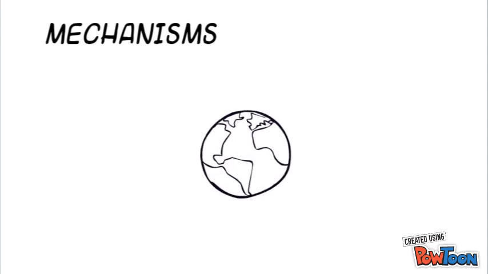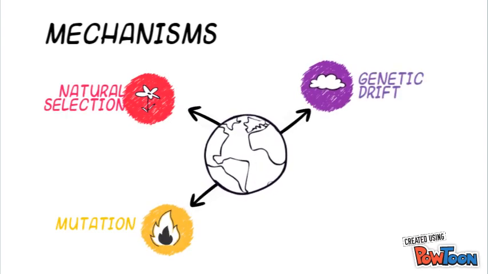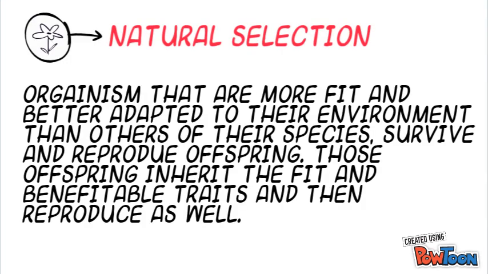Evolution can occur through natural selection, mutation, genetic drift, and migration. Natural selection: organisms that are more fit and better adapted to their environment than others of their species survive and reproduce offspring. Those offspring inherit the fit and beneficial traits and then reproduce as well.